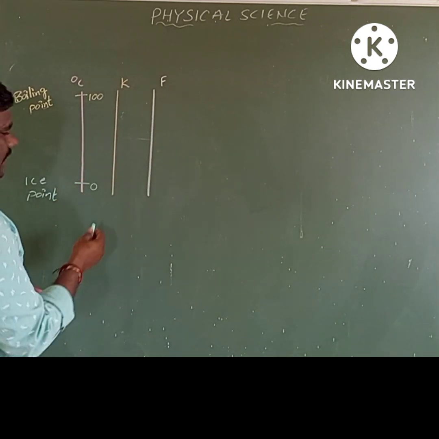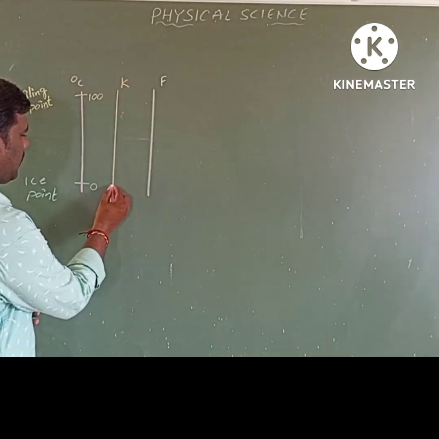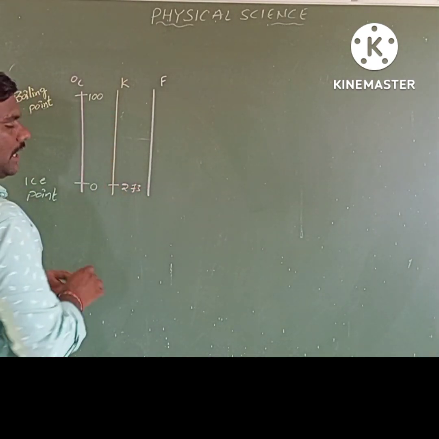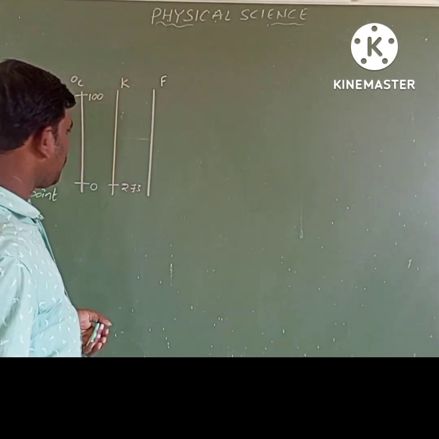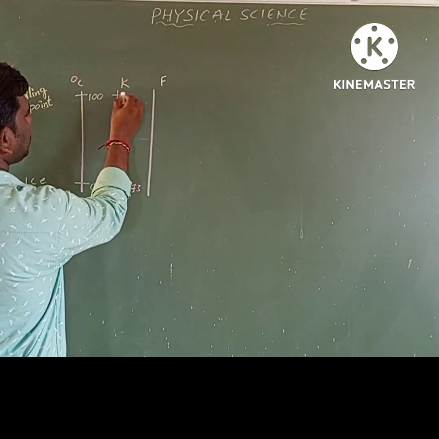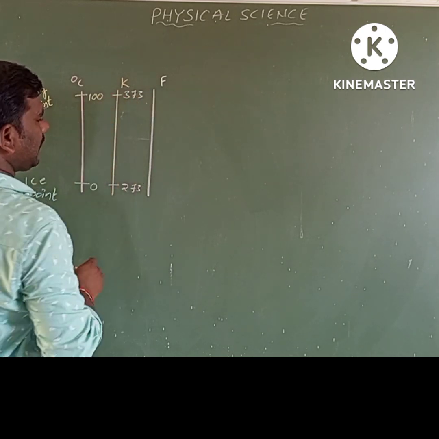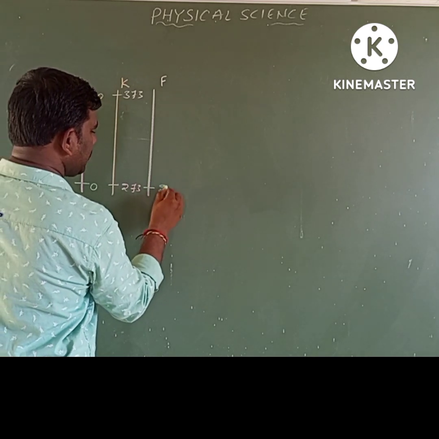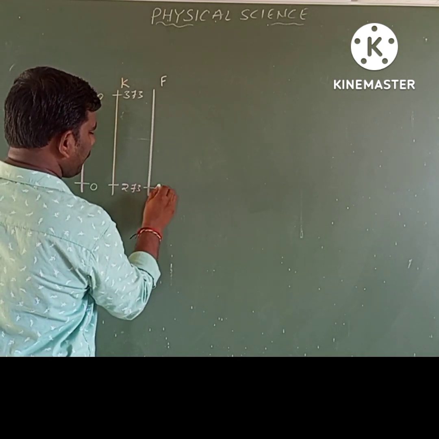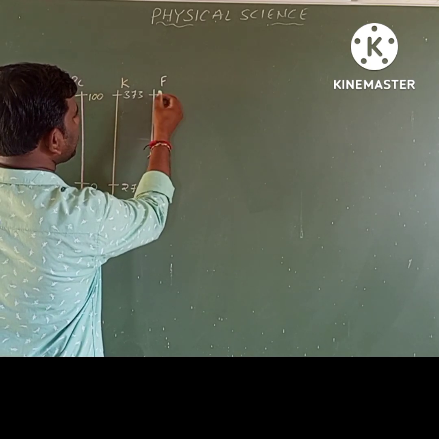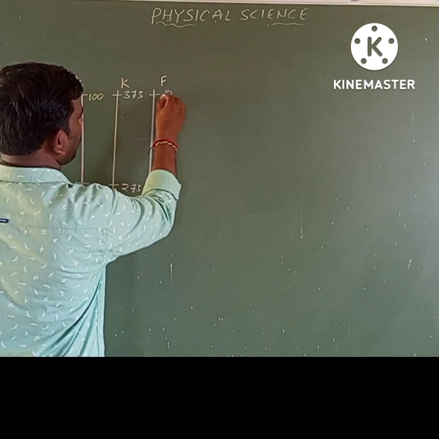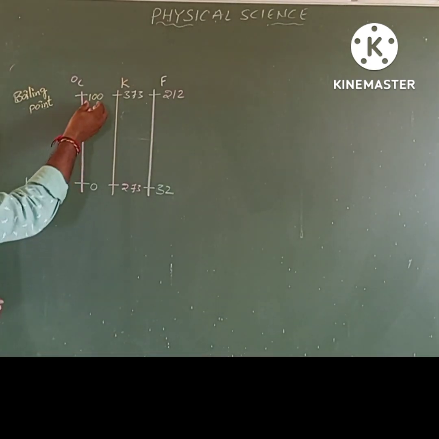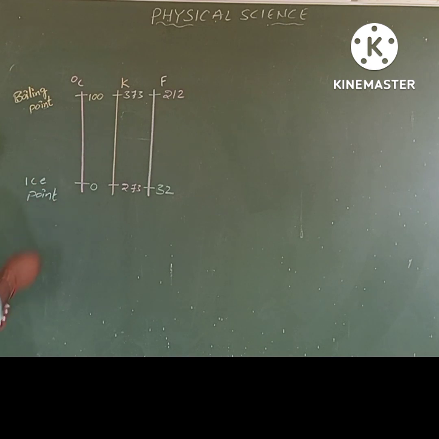Ice point in Kelvin scale is 273. Next, the boiling point is 373. Next, Fahrenheit. Fahrenheit lower fixed point is 32 and upper fixed point is 212. So here we can observe how many equal parts it can be divided into.